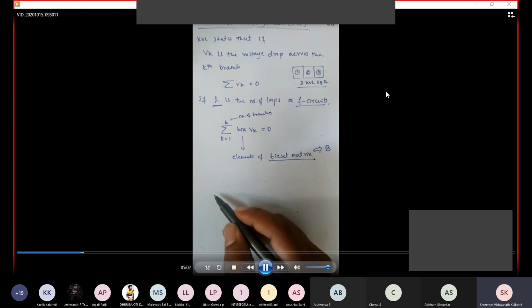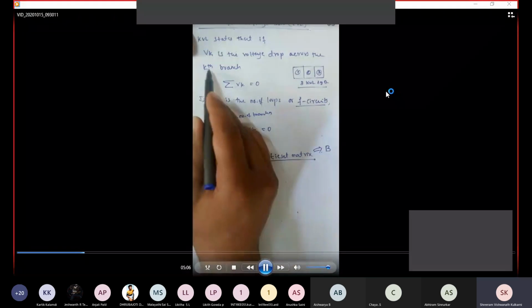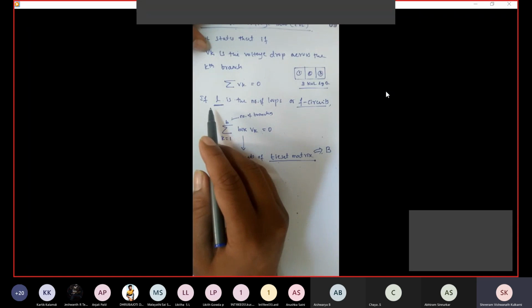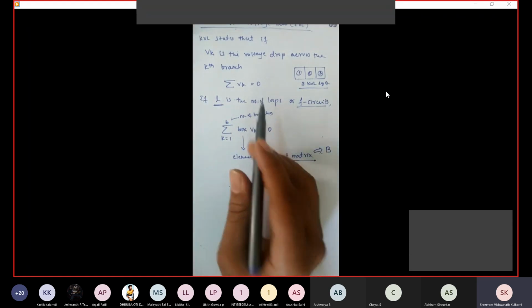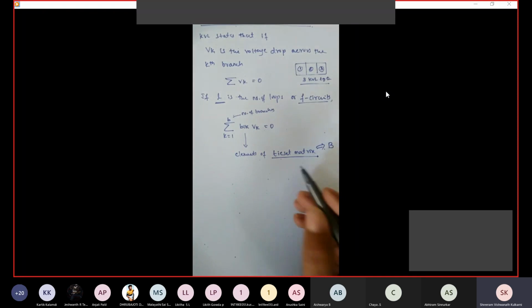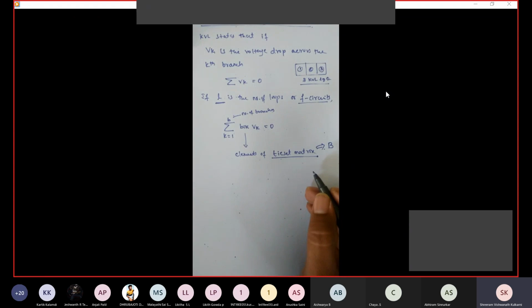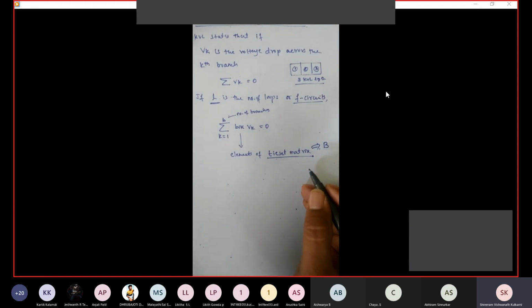Here k is the kth branch, b is the number of branches. If you want to say Vp, it is the pth branch, like that. Tie-set we are going to denote as B, and b is the number of branches.